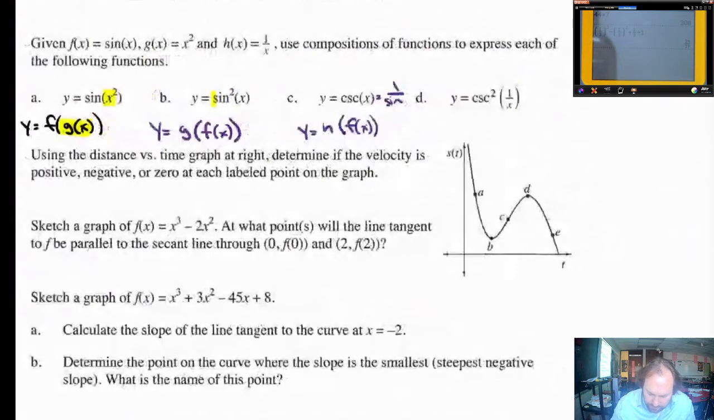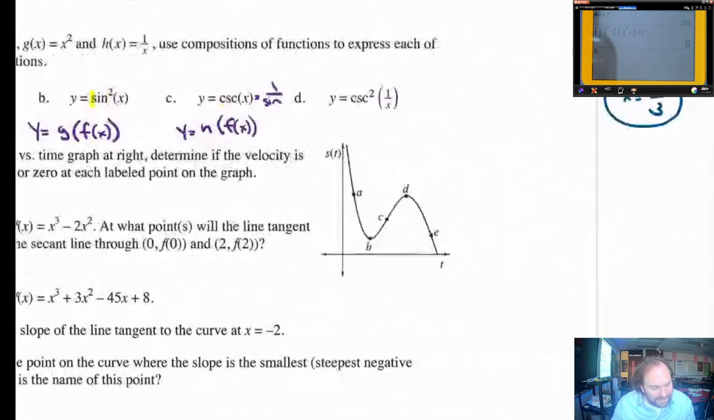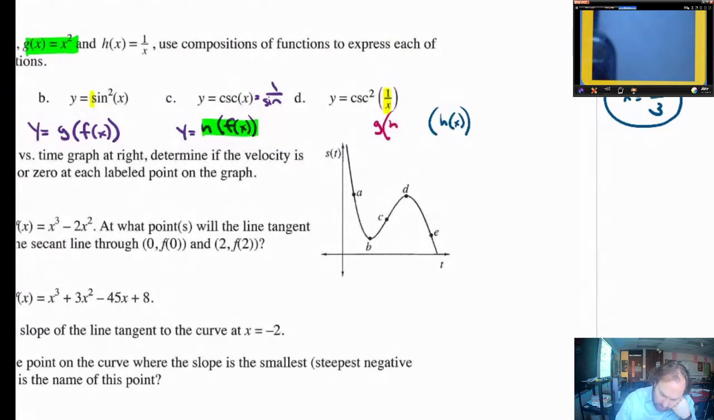And then now you have the cosecant squared of 1 over x. Yikes. Well, 1 over x, that's the most inside part. That's going to be h of x. I know that's going to be the most inside thing I have. As far as the cosecant squared, well, I already know that the cosecant is h of f of x. So let's see. I want to take h of f of x, which is the answer to this question. I actually want to plug that into g of x. So what I'm going to do is I'm going to write g of h of f of.